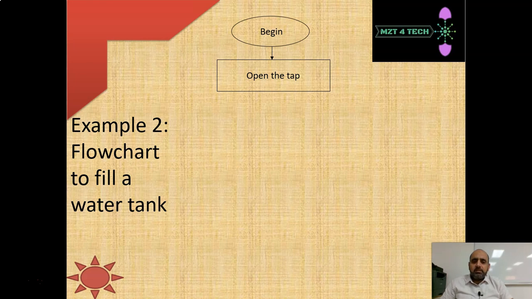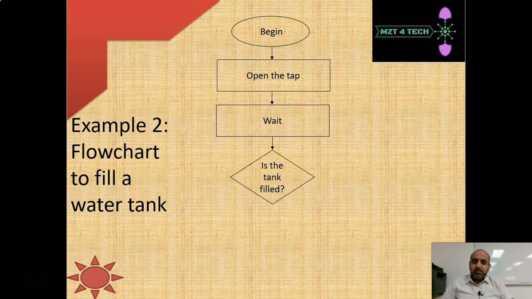Now open the tap. This is the process. Then again the flow line. Then after opening the tap, you have to wait. Definitely you have to wait. Then again the flow line. Then the decision symbol will be involved. What is the question being asked in the decision symbol? Is the tank filled? Always remember, you have two options for that: either a yes or a no.